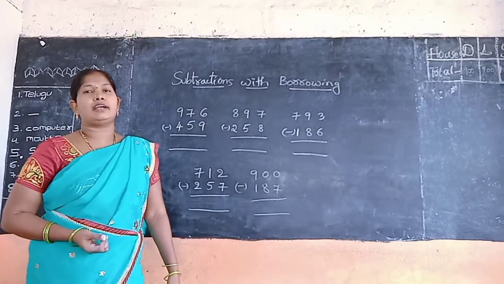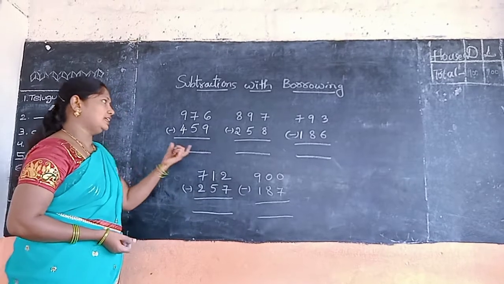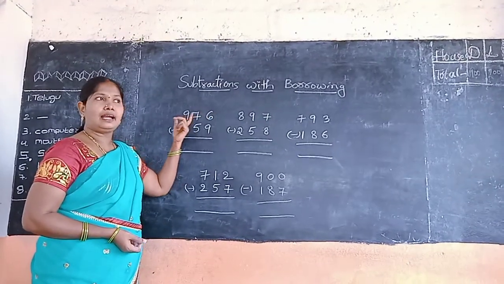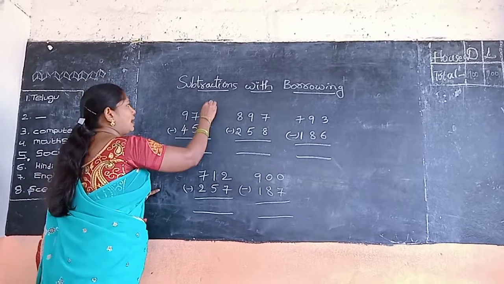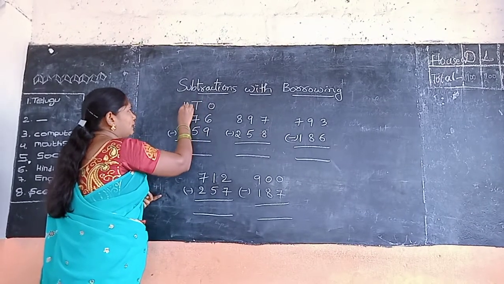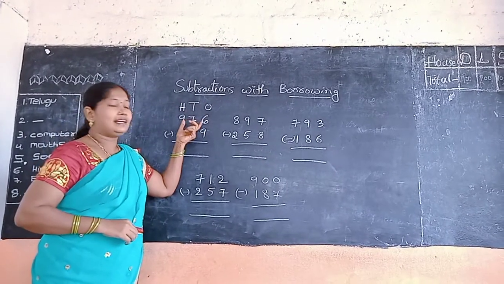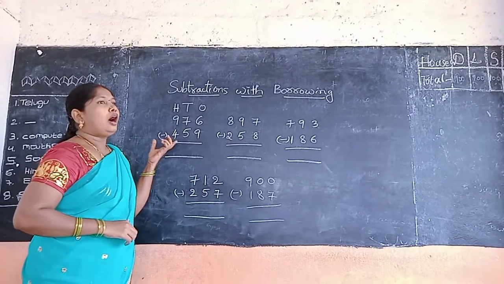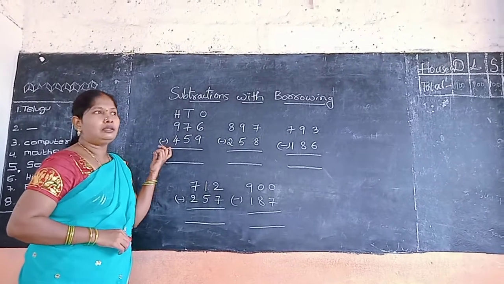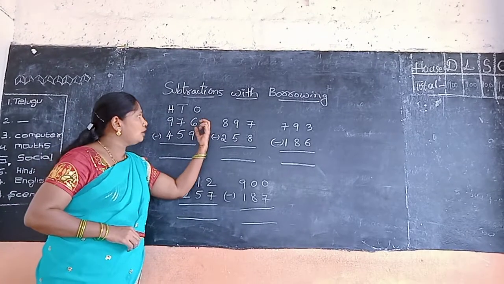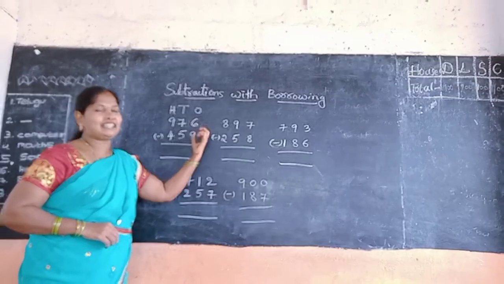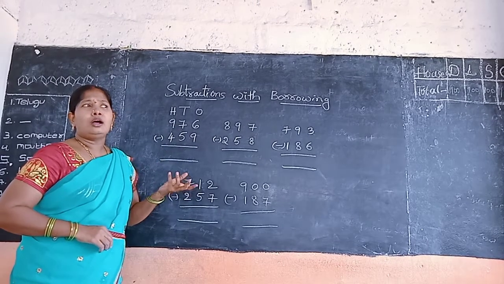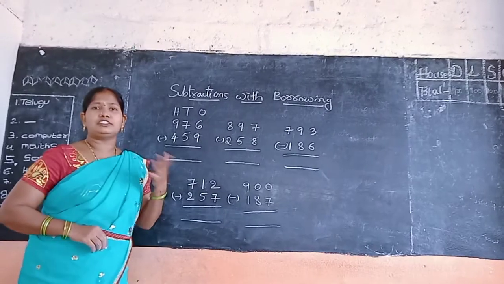First of all, take one example. The first example is 976. This is the 1's, this is the 10's, this is the 100's place value. 976 minus 459. How to subtract this one? Start with the 1's place value, 6 and 9. 6 is less than 9. Subtraction is not possible.